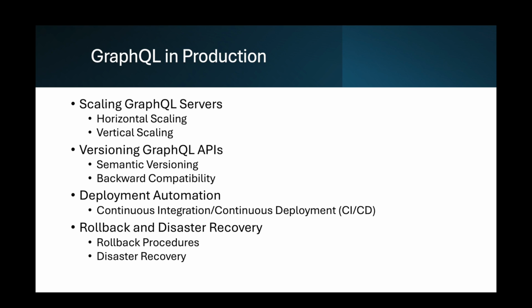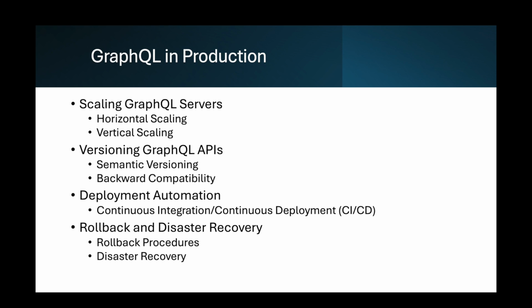Next is backward compatibility. Strive to maintain backward compatibility when introducing changes to your GraphQL schema to minimize disruptions for existing clients. So this is one of the benefits of using GraphQL. Next is deployment automation. You can use CI/CD, which is continuous integration, continuous deployment, where you implement CI/CD pipelines to automate the deployment process for your GraphQL server, including automated testing, building, and deploying new versions of your API. So this can all be automated once you understand what basic structure you want to implement.